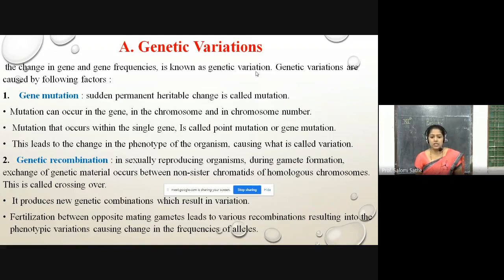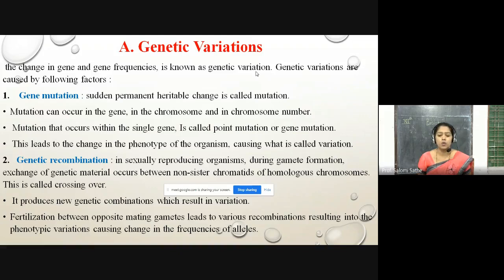Genetic recombination, the second type or second concept, is genetic recombination. In sexually reproducing organisms, during gamete formation, exchange of genetic material occurs between non-sister chromatids of homologous chromosomes. This is called crossing over. Again, this is important in case of definition.